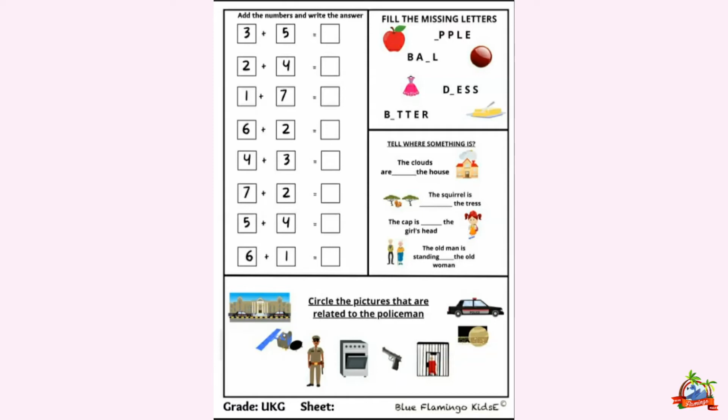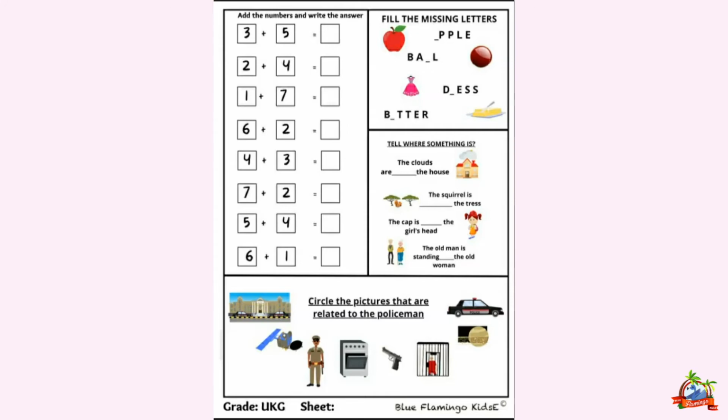A B O V E, above. The clouds are above the house. The squirrel is dash the trees. Squirrel trees के कहाँ पे है? बीच में है. You can see two trees are there and the squirrel is in between. कहाँ पे है? बीच में.